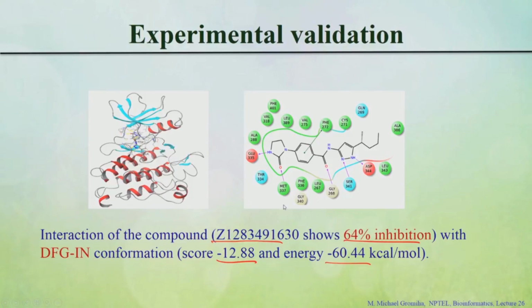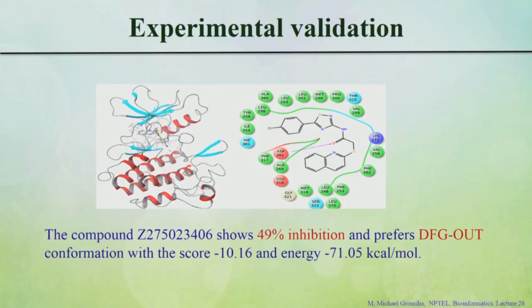Likewise, you can get the other data. Here this is showing 49% inhibition and previous DFG out conformation, right. Here the score is minus 10.16 and the energy of minus 71.05 kilocalorie per mole.